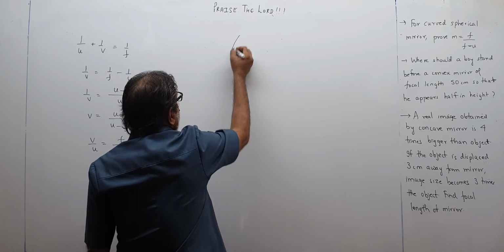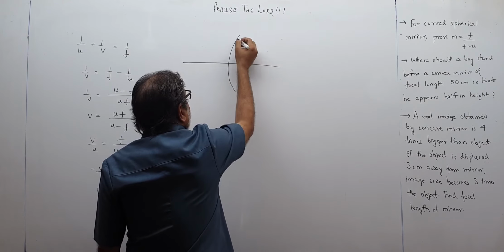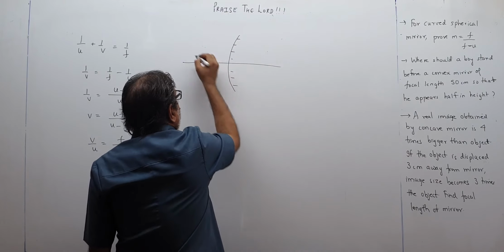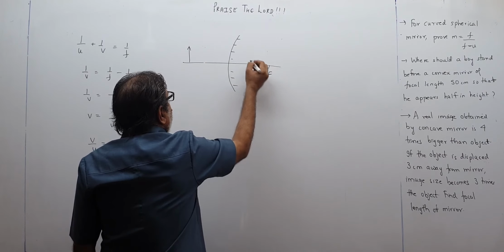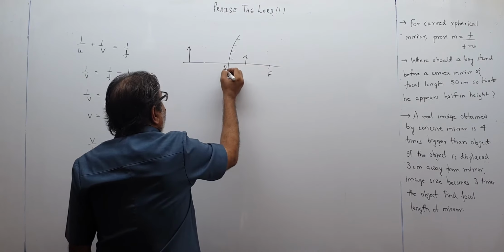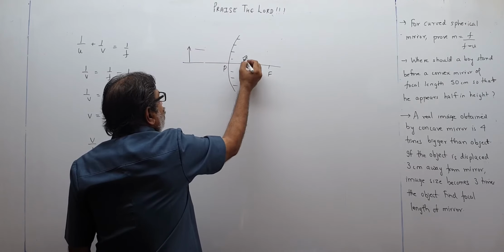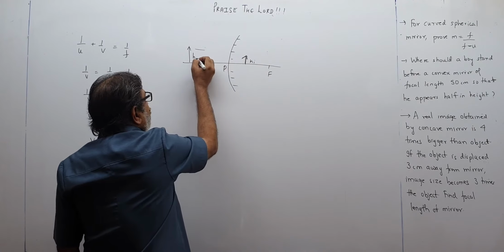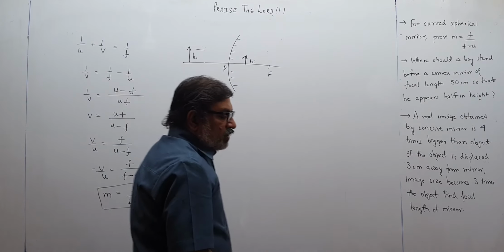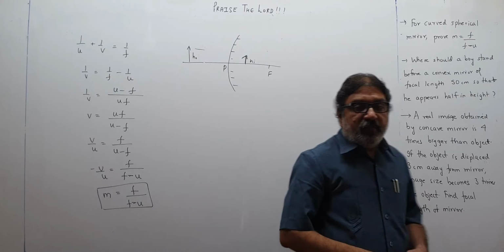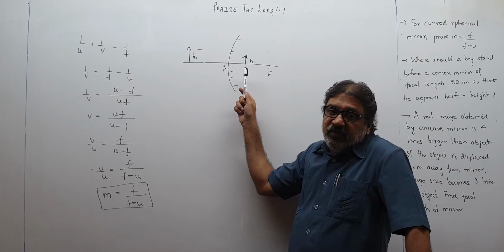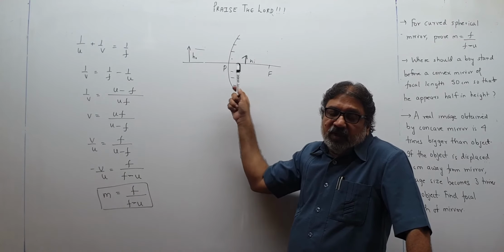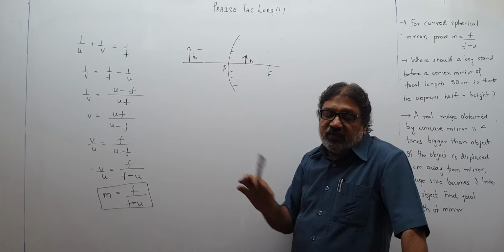A convex mirror is given like this. Children, you know that with the help of a convex mirror, whenever the object is real like this, the image is always found between the pole and focus, and it is always diminished. That also we know. This is HI and this is HO. Whenever the object is real, before the mirror, a diminished, erect, virtual image will be found between pole and focus. That we already know.